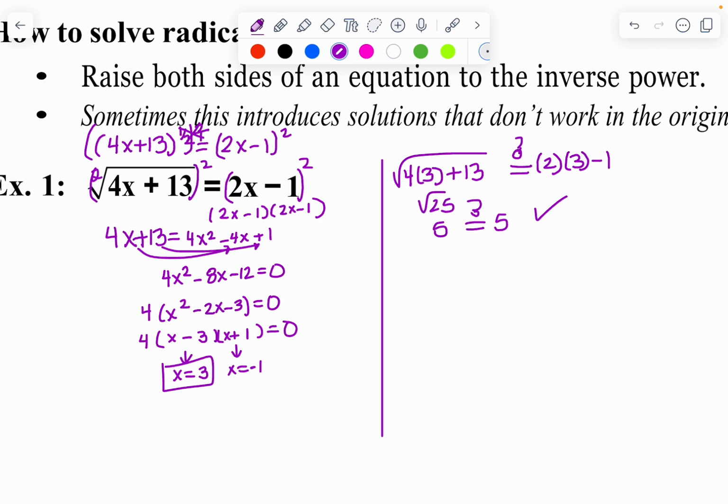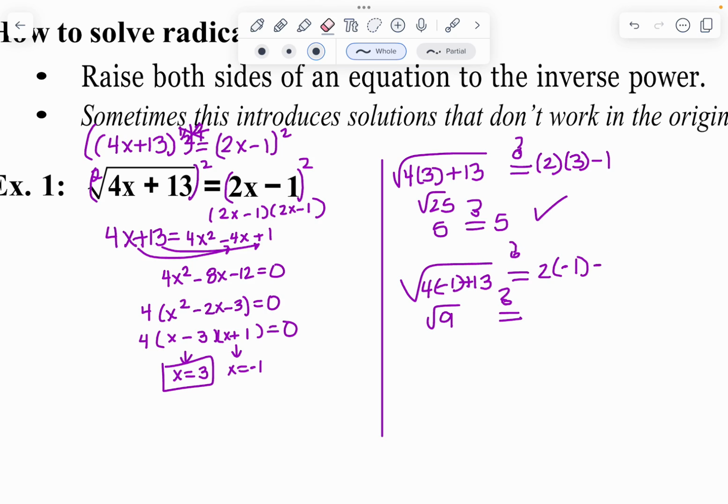I also want to check negative 1. So 4 times negative 1 plus 13, does that equal 2 times negative 1 minus 3? So now this becomes negative 4 plus 13, which is going to be the square root of 9. Does that equal, this is negative 2. Oh, and I'm sorry, this would be minus 1 here. I copied that down wrong. But this is minus 2 minus 1, which is negative 3.